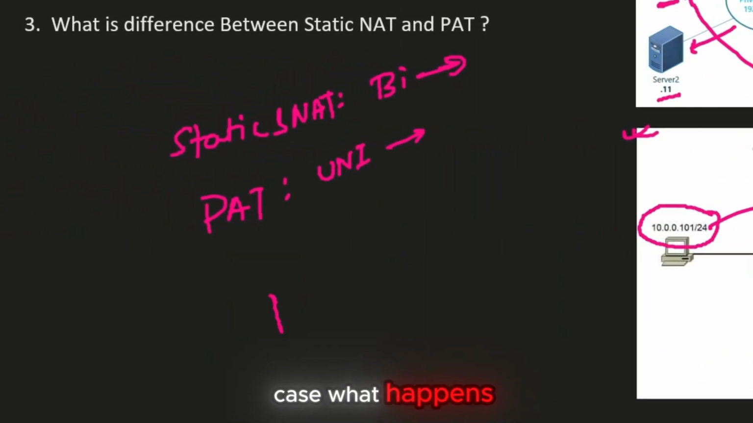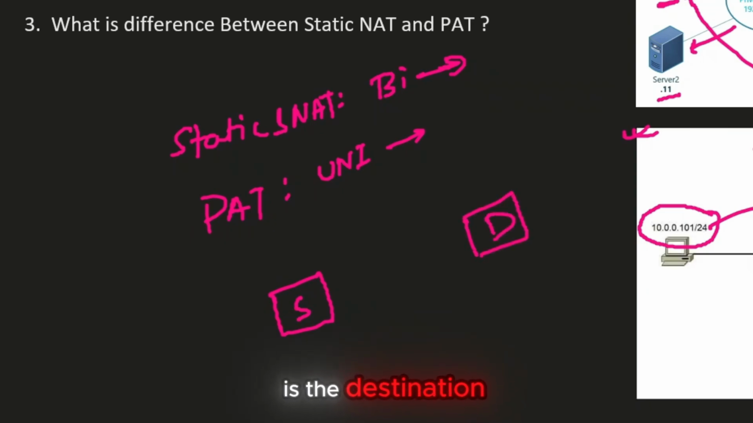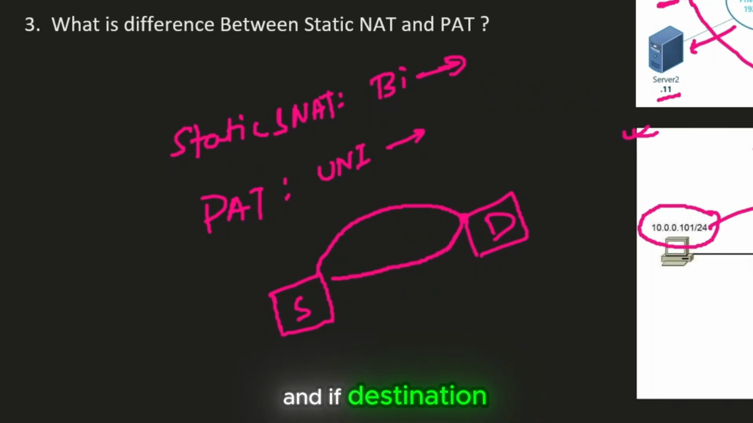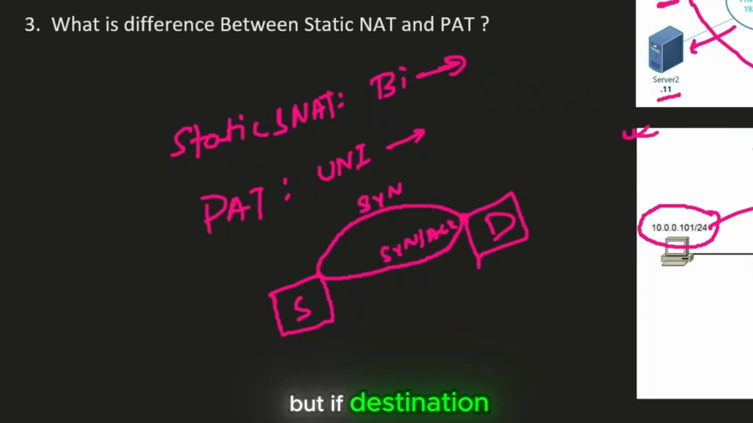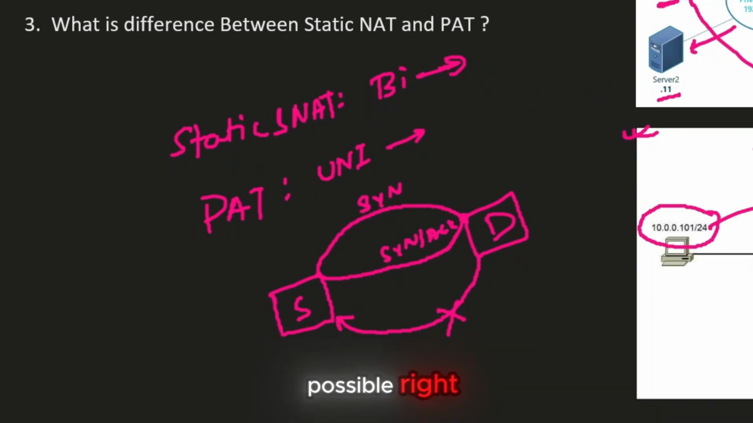Now in this case, if this is the source and this is the destination, the source can initiate the traffic, and if the destination wants to respond to it, like this is sending SYN traffic and this is sending SYN ACK traffic, which is fine. During that time this session is created and it basically allows the return traffic. But if the destination wants to initiate a new connection, it is not possible.